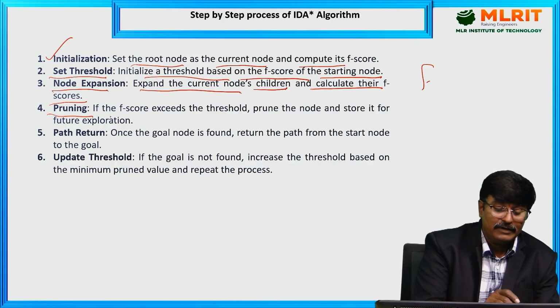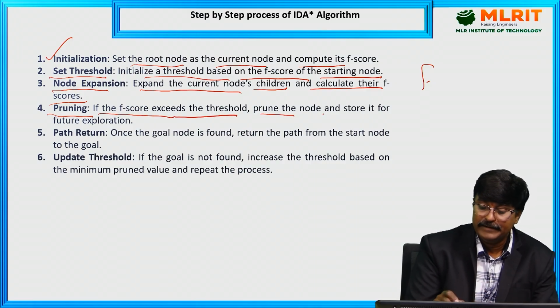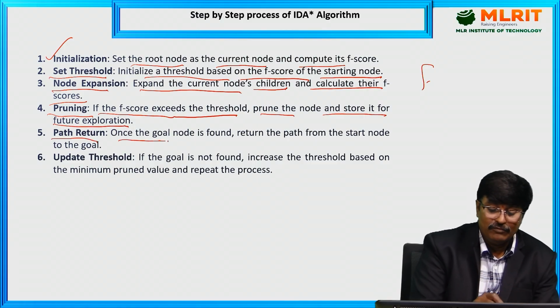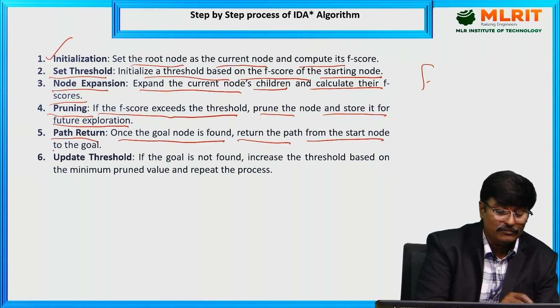Pruning. You are cutting nodes. If the F score exceeds the threshold value, you can prune it. Prune the node and store it for future exploration. You can keep it aside. Then path return. Once the goal node is found, return the path. You can reconstruct the path from the start node to the goal node.